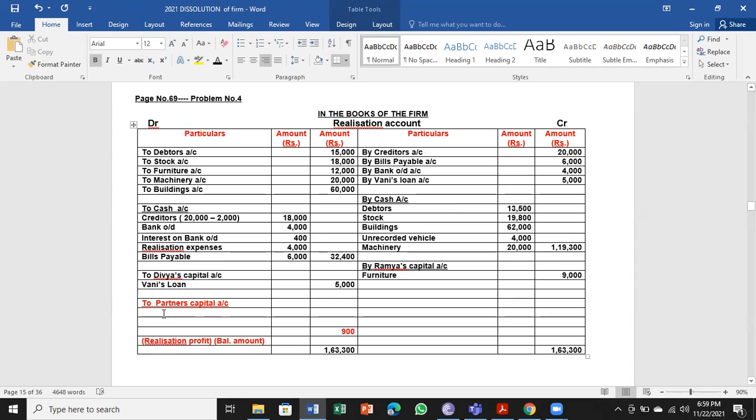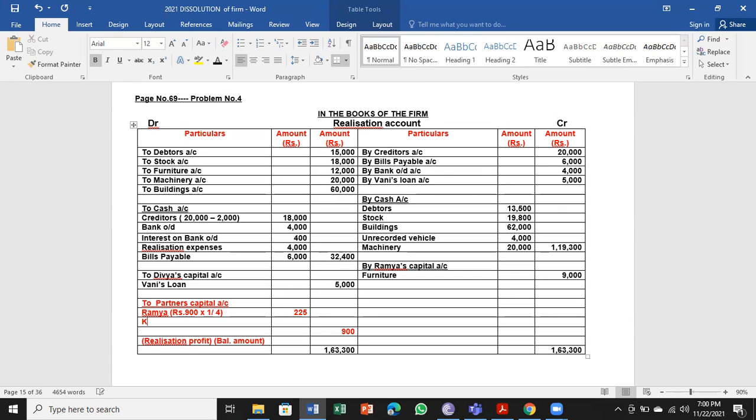900 we will divide among the partners in the ratio. Ramya, rupees 900 into 1/4. Remember, 1:2:1. So one by 4, 225, sir.